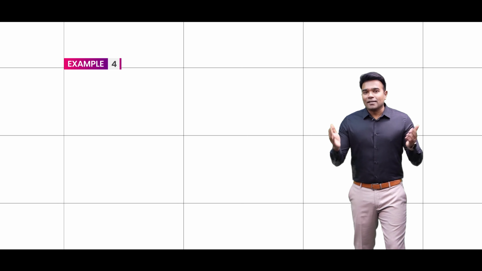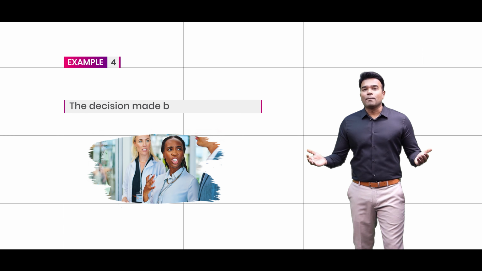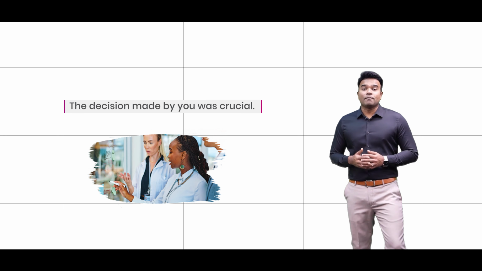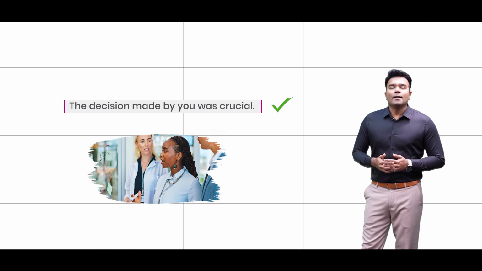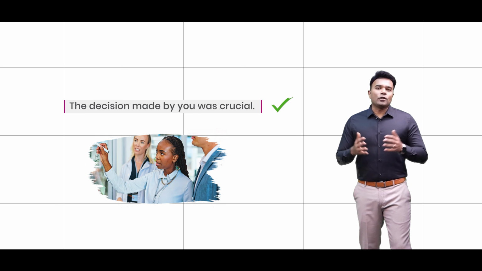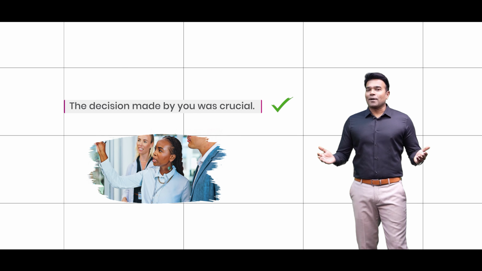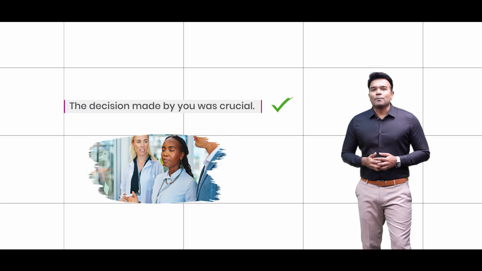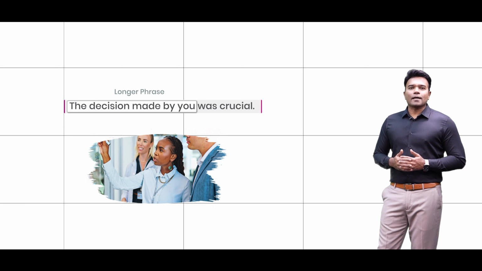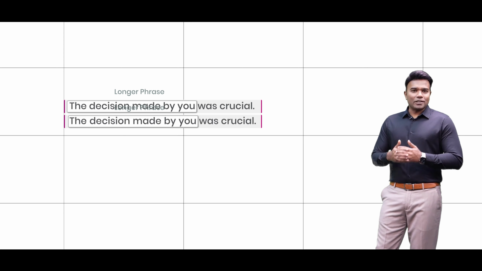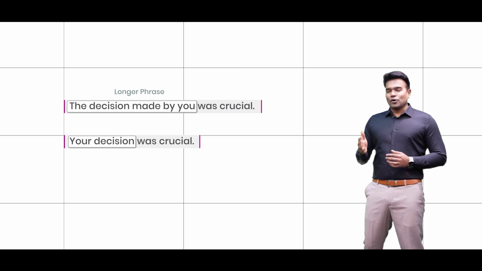Have a look at this sentence. The decision made by you was crucial. Anyway, this also is a valid sentence, but it is a lengthy sentence. We can actually write an equivalent shorter sentence for this. Why this sentence is lengthy is because of the phrase, the decision made by you. And this longer phrase can easily be replaced with a shorter one: your decision.